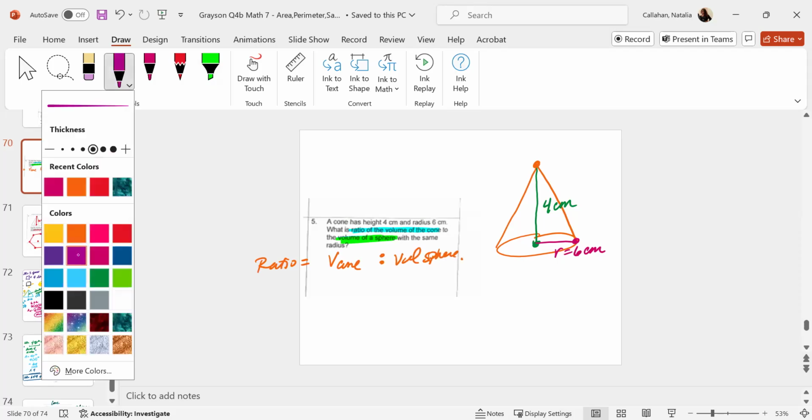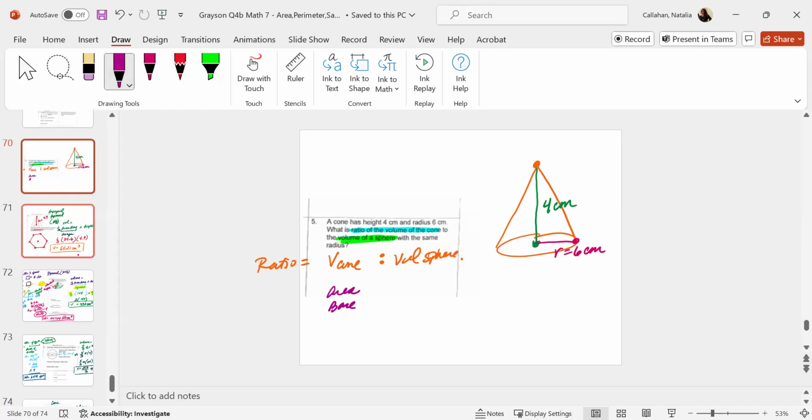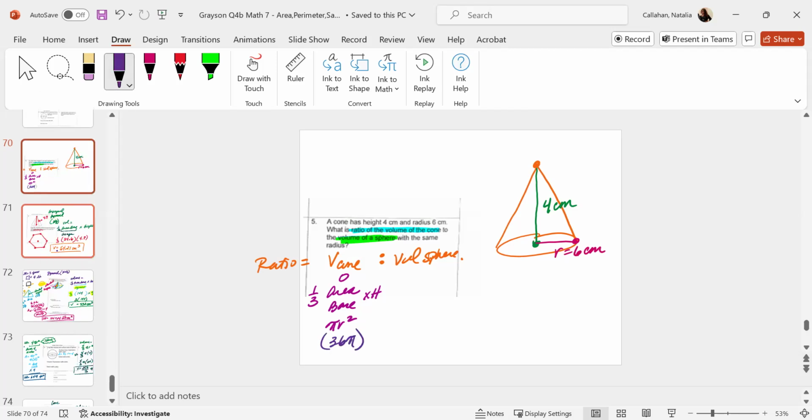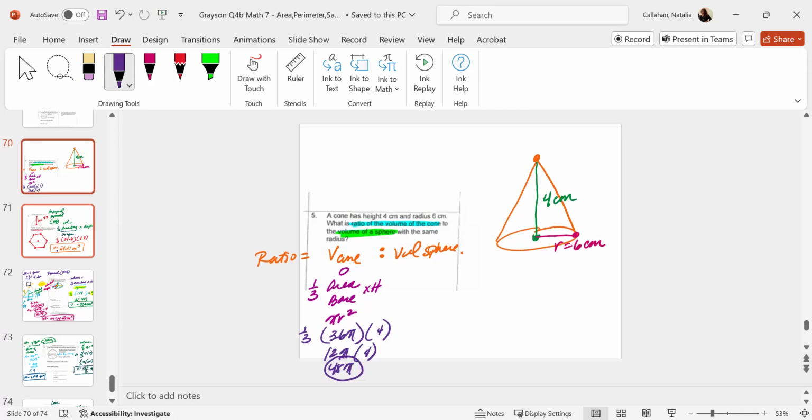Okay, what is the volume formula for a cone? One-third. What shape is the base? Circle. It's a circle, so pi r squared. What's the radius? 6. Now, what's your height? 4. Now, multiply it out. Yeah, but you need to do that on your own. Do you understand? Because that's my answer.